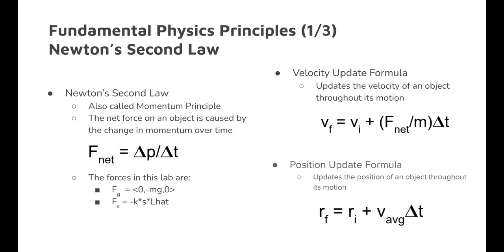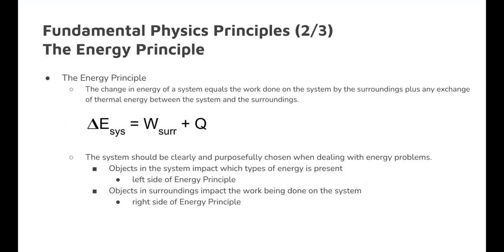The main fundamental physics principle I used in this lab was Newton's second law. This helped me predict the motion of the object, or the system. The momentum principle explains that the net force on an object is caused by the change in momentum over time. In this lab, the main forces are the force of gravity and the force of the spring. From the momentum principle, you can derive the velocity update formula and the position update formula, which update the motion of an object throughout time.